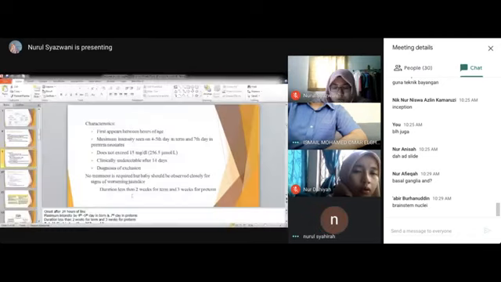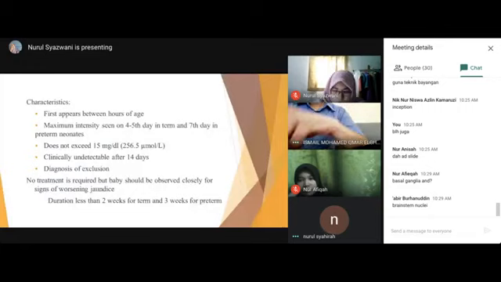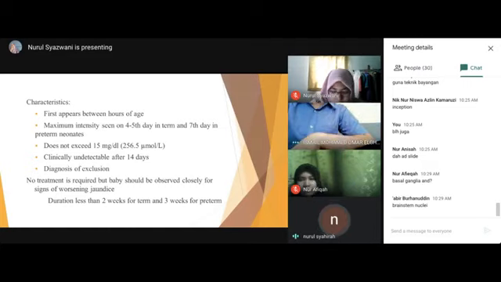First appears between hours of age, and then the maximum intensity seen on the 4th to 5th day, but usually does not exceed 15 milligram per deciliter. What do you mean by first appears between hours of age? I don't understand.